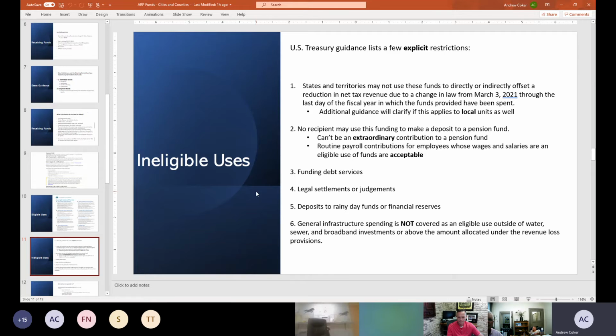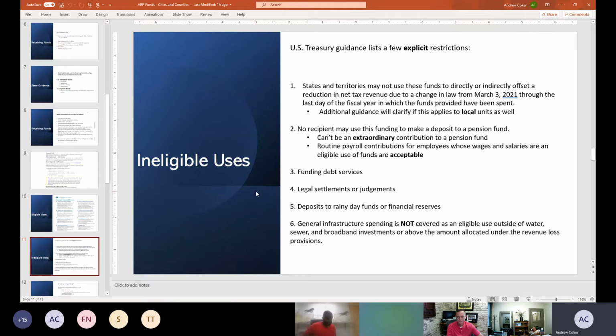The second one is that no recipient may use this funding to make a deposit to a pension fund. This simply means that it can't be an extraordinary contribution to a pension fund. Anything in terms of routine payroll contributions, if you're hiring new staff with funds, is acceptable. It just cannot be an extraordinary or new contribution to a pension fund. Going through that as well, similar options here on 3, 4, and 5.